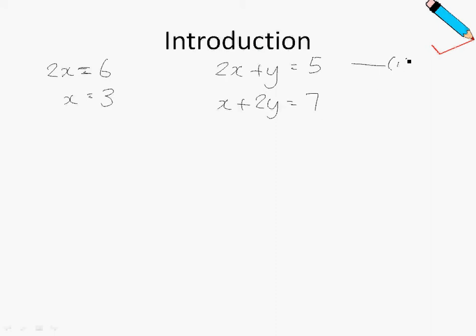I call this equation 1 and I call this equation number 2. Take note that equation number 1 is inherently different from equation number 2. So with this pair of equations, I can now solve for x as well as y. And this pair of equations are called simultaneous equations.